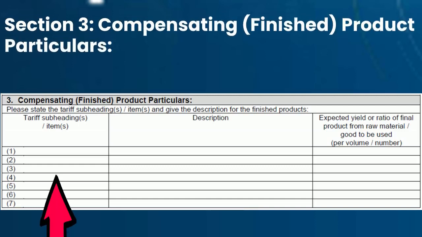Tariff subheading. Specify on separate lines each foodstuff to be manufactured using that refunded distillate fuel. Under the description column, enter the description of the goods manufactured. Under the column, expected yield or ratio of final product from raw material or good to be used, which is per volume or number. You must specify on separate lines each foodstuff to be manufactured using that refunded distillate fuel.